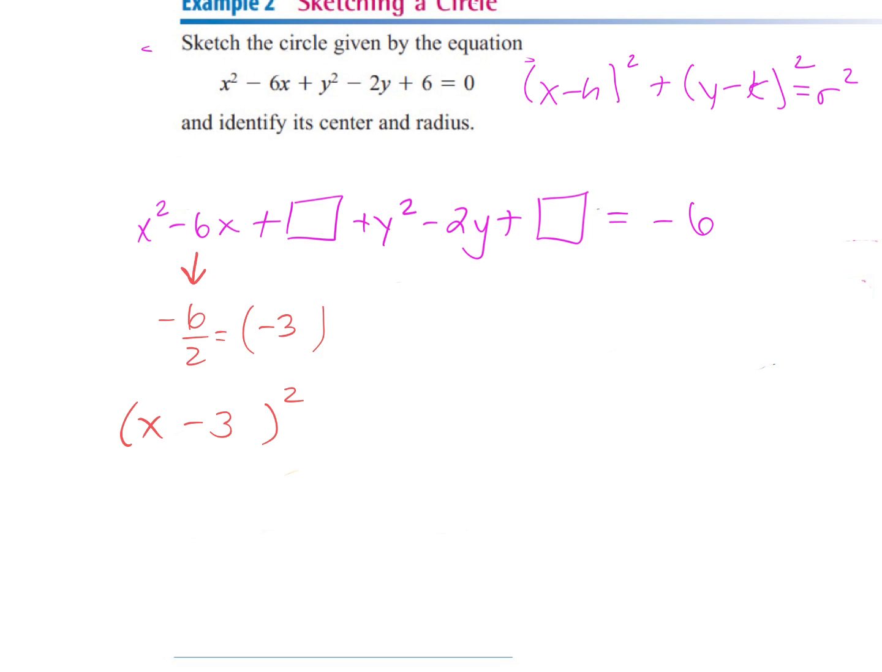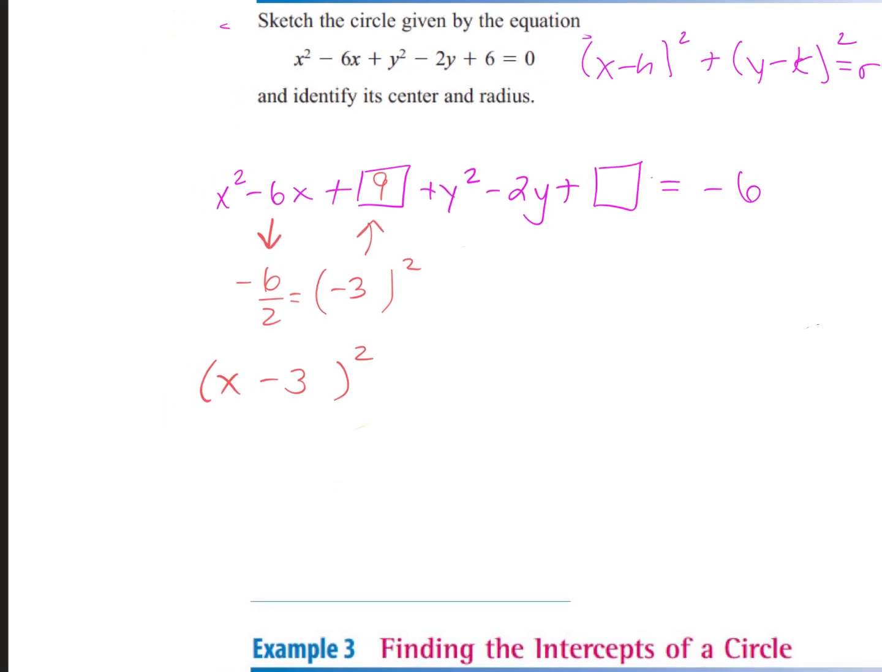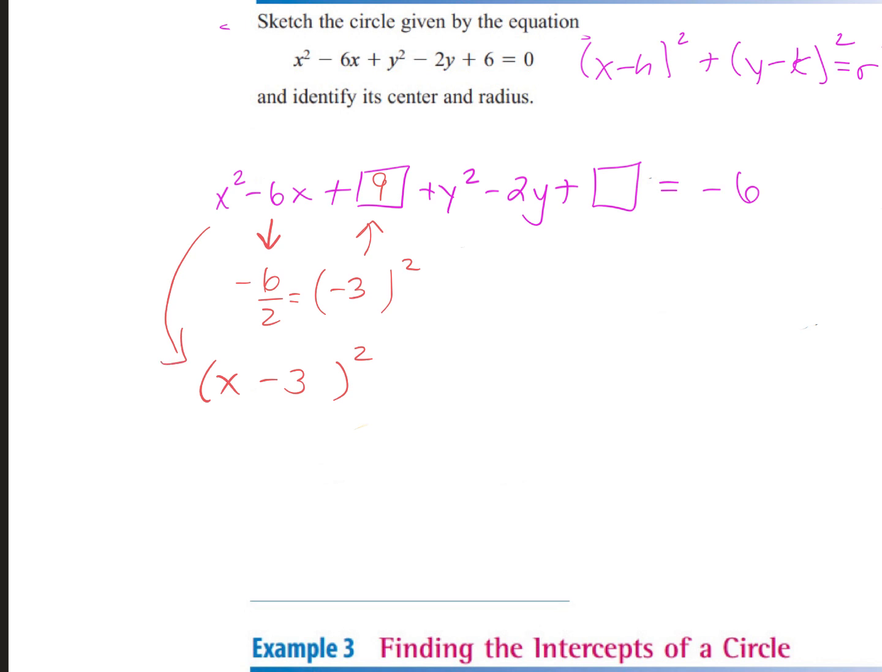I'm going to take this negative 3 and I'm going to square it. What is negative 3 squared? So I'm going to put it right there in that box. What you guys just did, those two things are now the same. X squared minus 6x plus 9 is the same as x minus 3 quantity squared.